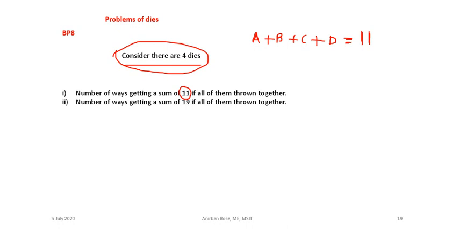The restrictions are that each of them, A, B, C and D, cannot be 0, because the minimum they can be is 1 and the maximum they can be is 6. So they cannot be 0. At least they will be 1, right? So if we put 1 in all of them, then A plus B plus C plus D will become 7.